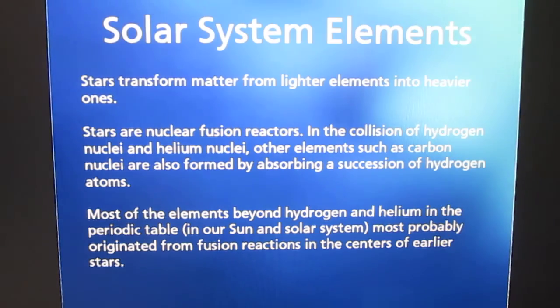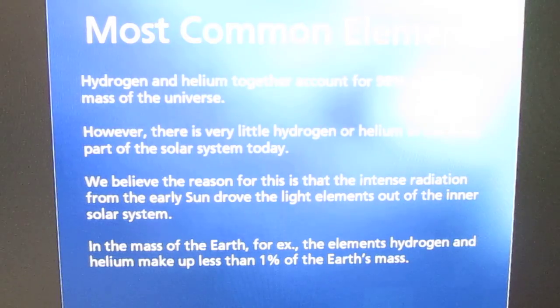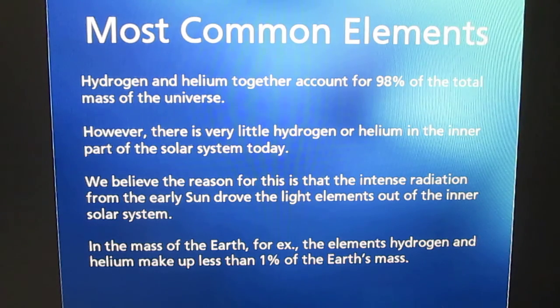The solar system contains heavy elements formed from an earlier generation of stars. The most common elements in the universe are hydrogen and helium, with small amounts of heavier elements. This is a very critical point. Hydrogen and helium account for 98% of the mass of the universe. That means the universe is mostly made up of gas. Lots of gas.